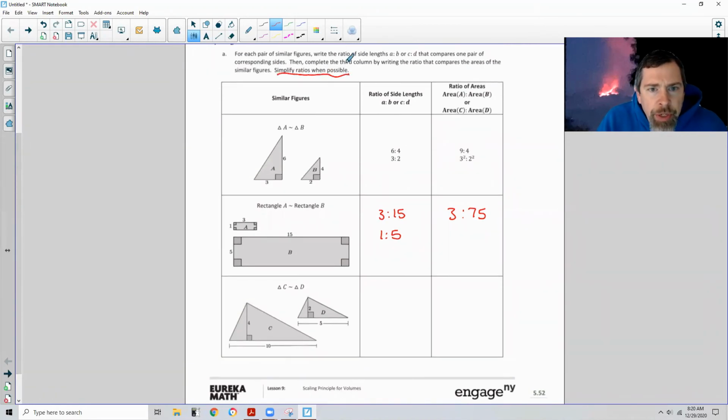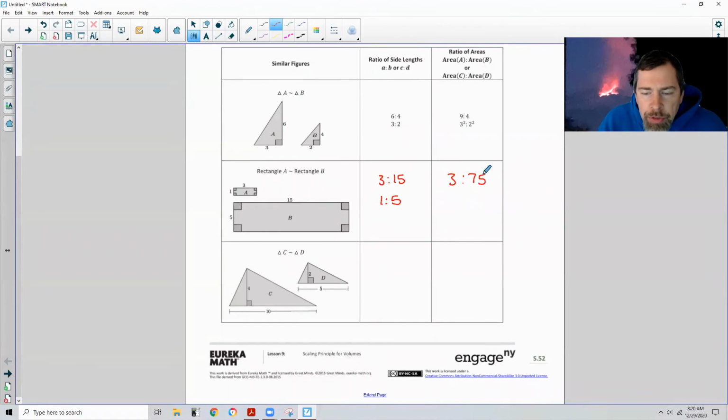Simplify ratios when possible. So this can be reduced. 3 to 75, 3 goes into 3 once, 3 goes into 75 twenty-five times. So now I have a ratio of 1 to 25, and that would be 1 squared to 5 squared. So it's the shorter side to the shorter side, squared. Okay, continuing on.